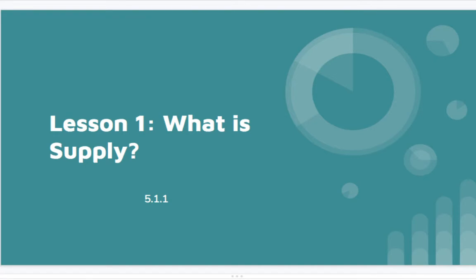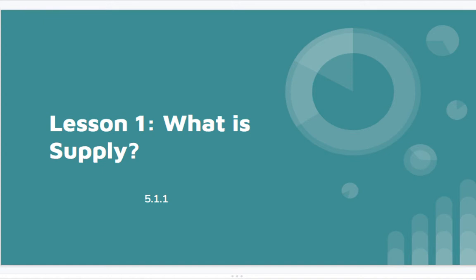Today we are in Chapter 5, Lesson 1, and the category is What is Supply? Today's essential question is: what are the basic differences between supply and demand? Supply is the amount of product that would be produced, grown, or acquired and offered for sale at all possible prices that could prevail in the market.